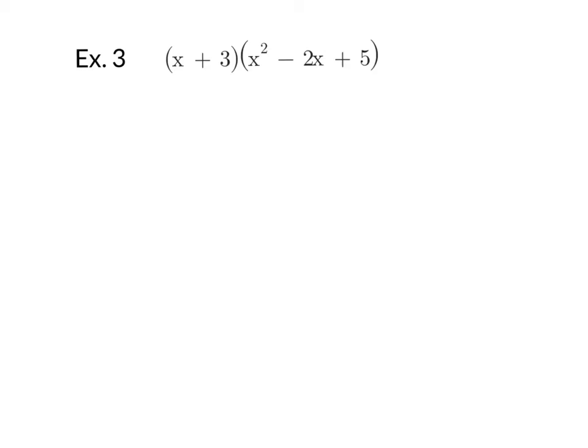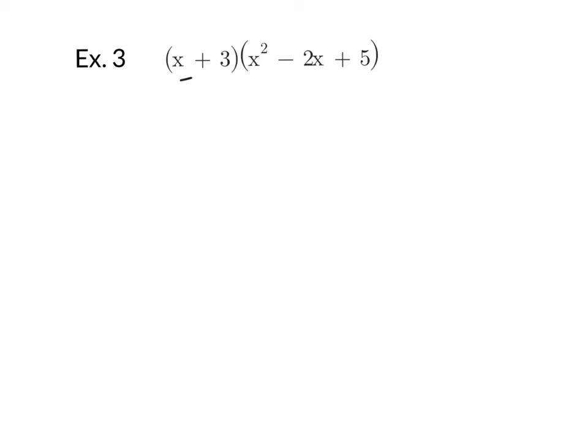Now in example 3, this time we're going to be multiplying a binomial times a trinomial. So FOIL isn't going to work for this. To use FOIL, you have to be multiplying a binomial times a binomial. If you want to set up a box method, you could for this problem. It's just your box wouldn't be a square, it would be a rectangle. It would be a 2 by 3 rectangle instead of a 2 by 2. But again, I just prefer using the distributive property.